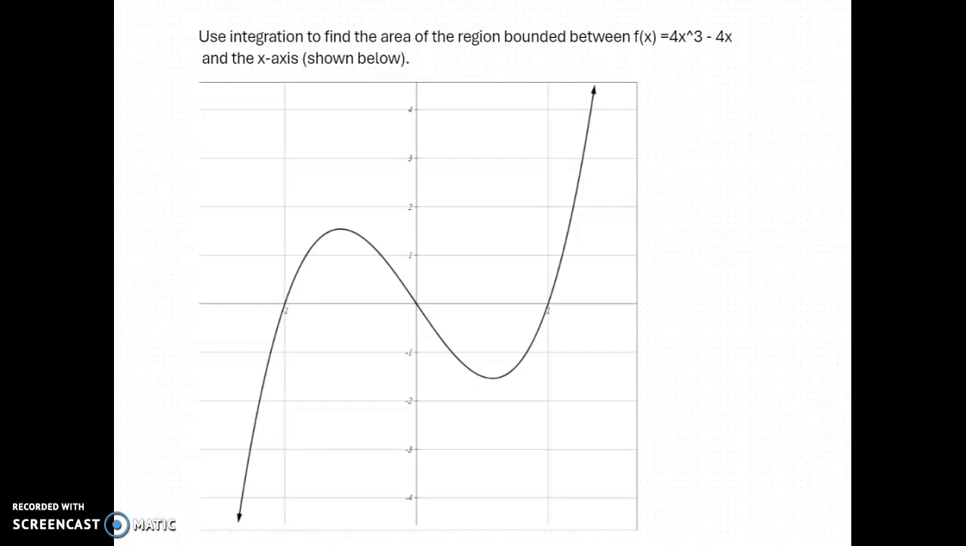So this is question 2, comes from section 2.1. It's question number 3. And it says use integration to find the area of the region bounded between the function f that's shown here. This is f of x is equal to 4x cubed minus 4x and the x-axis. So we are looking for the area between the x-axis and the function.